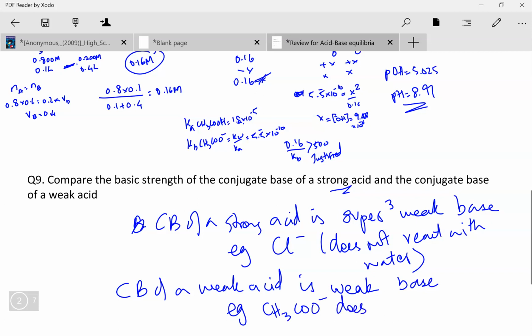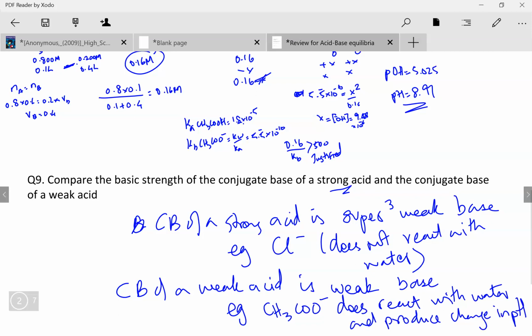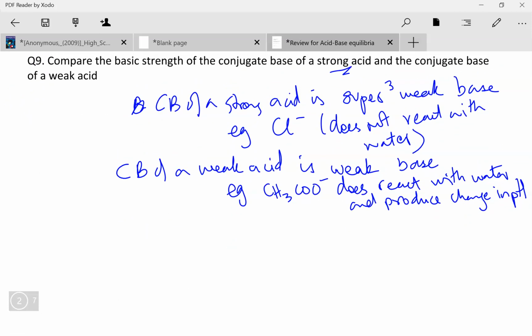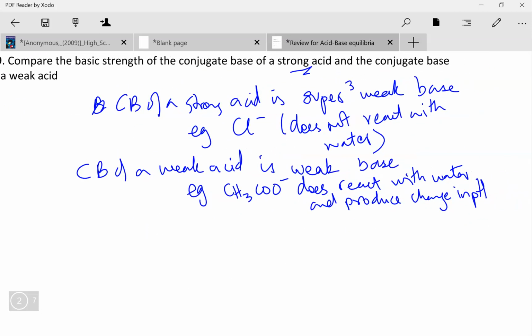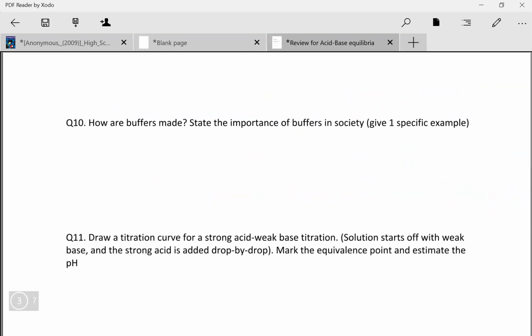It does react with water and produce a change in pH. Technically, the chloride ions probably do too, but to such a negligible extent that we do not take it into account. How are buffers made?